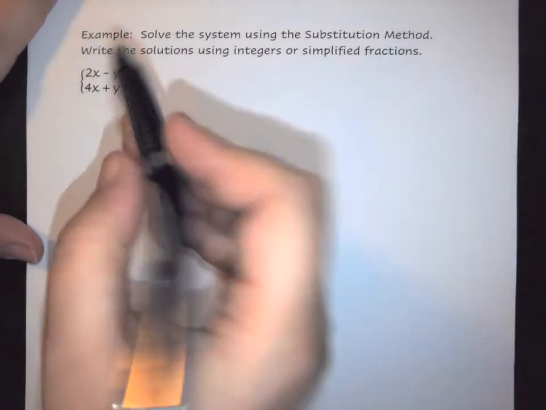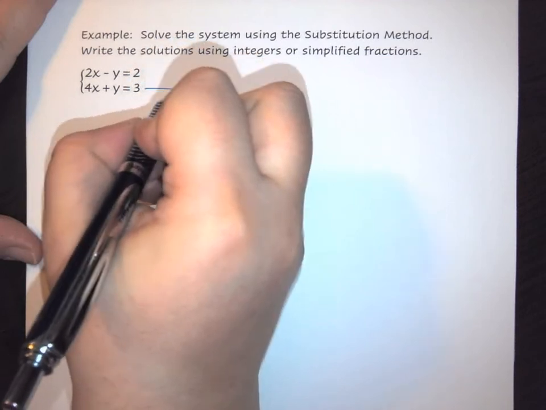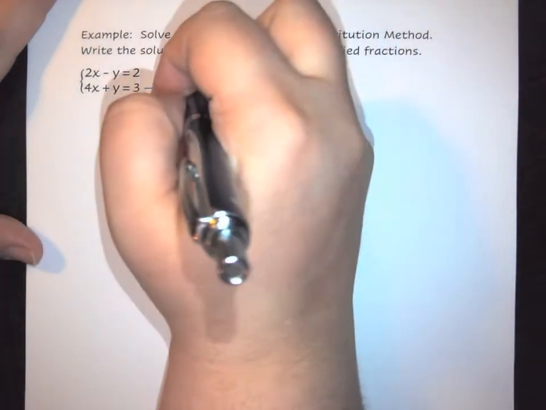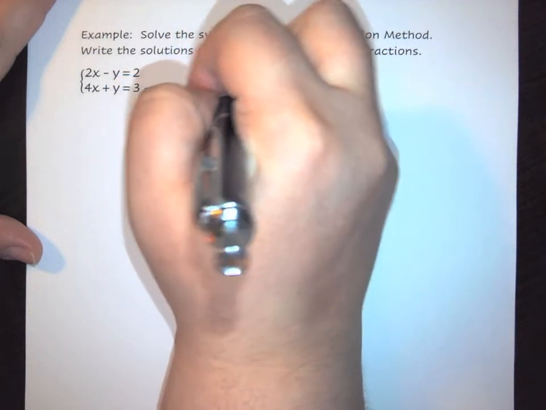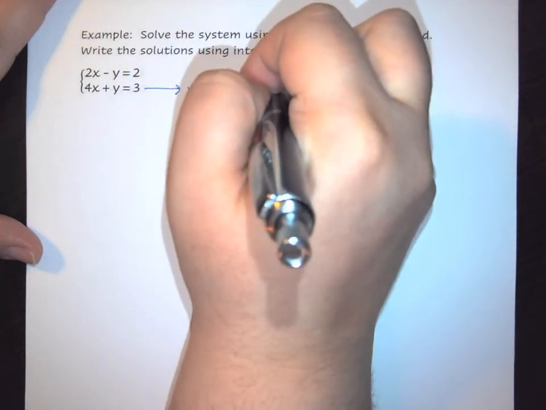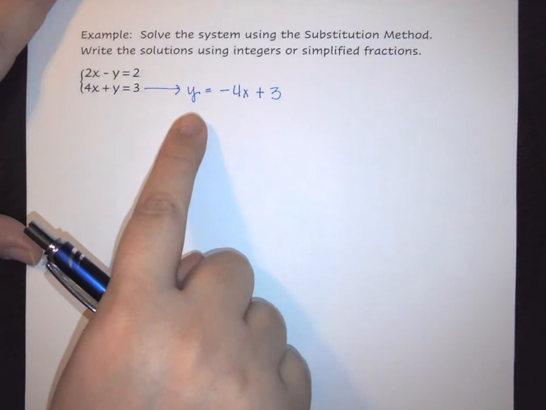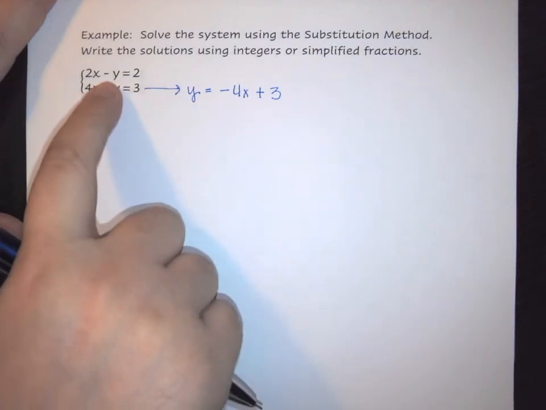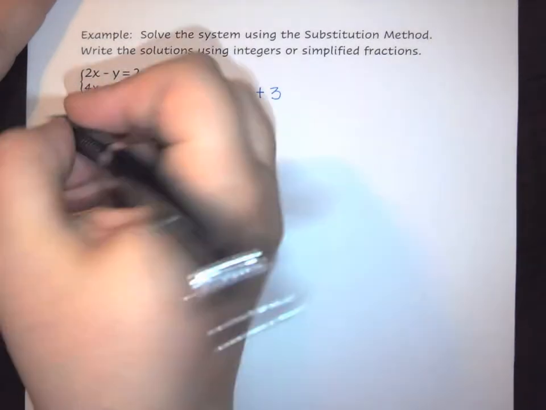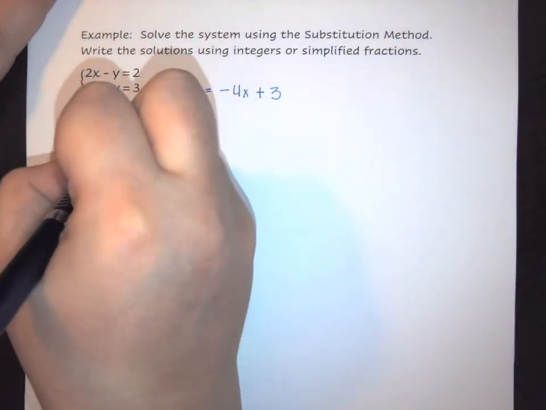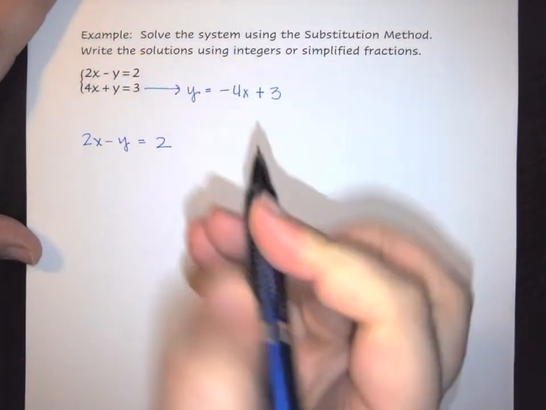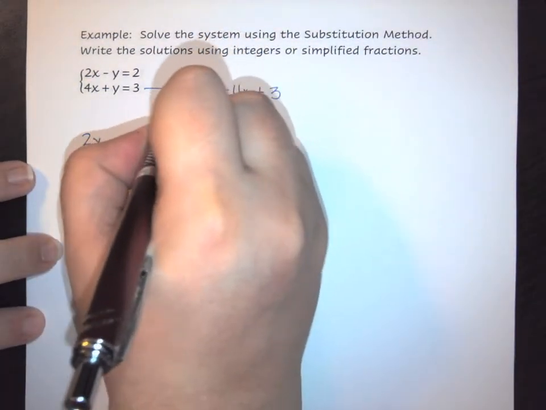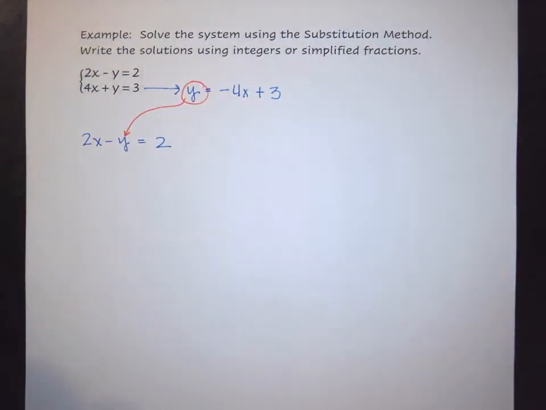So for example, take this bottom equation here. I can solve for the y value very easily by moving x to the other side. In doing so, I now have a y equals equation. So I can take my top equation, which is 2x minus y equals 2, and substitute this y value into this equation here.